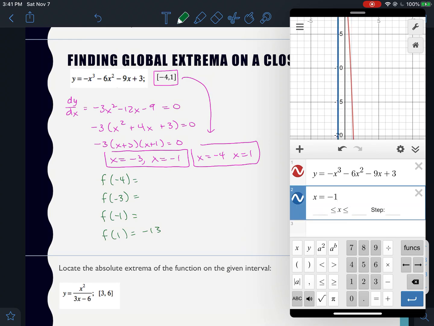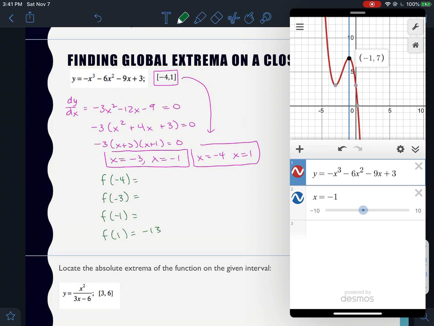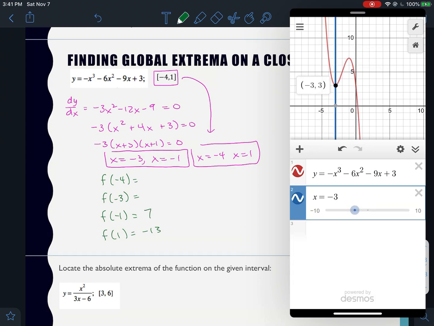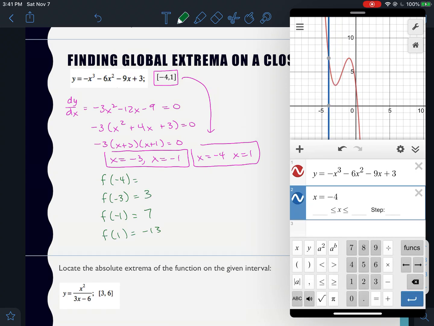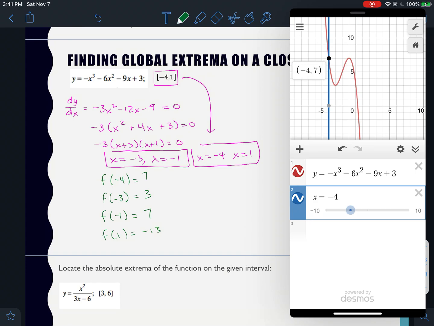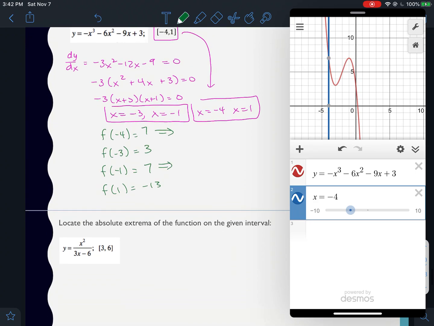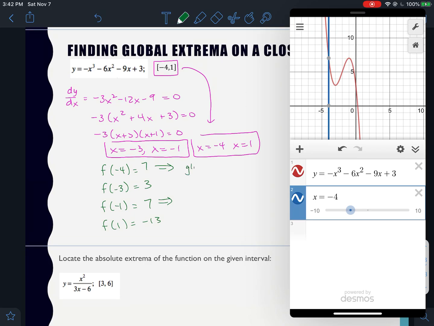I get -13. If I plug in -1, I get 7. If I plug in -3, I get 3. And if I plug in -4, we get 7. So the global maximum are going to be these 2 points.